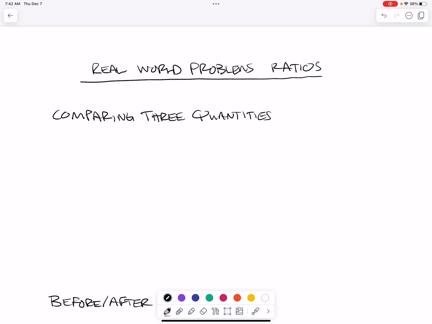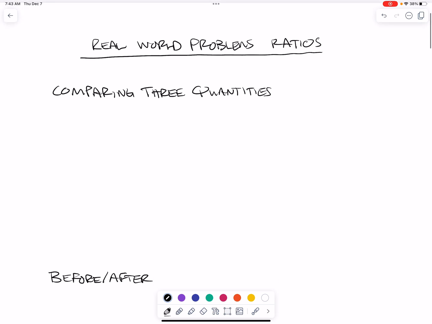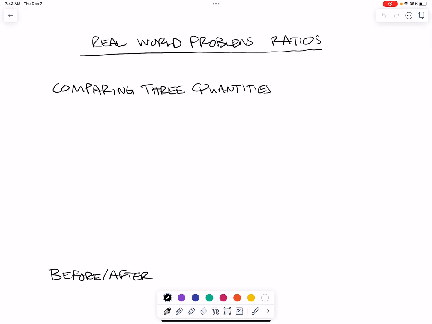And this is kind of a supplemental video to the one that was posted last year, just to update with some new strategies that we discussed in class that might be a little bit more clear and easy to understand. So this year we have two main types of real-world problems. We have comparing three quantities and then before and after.